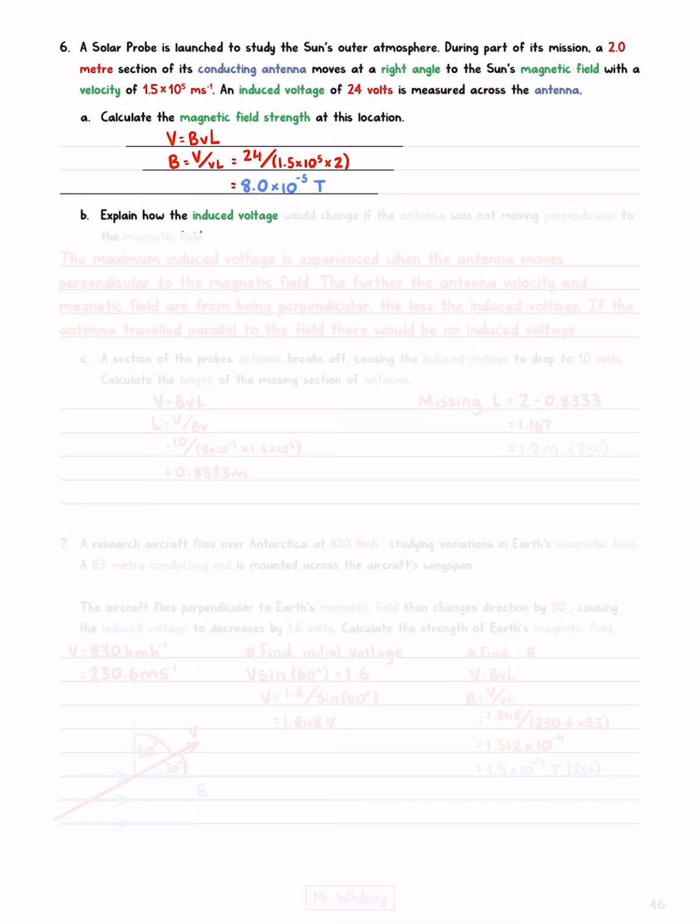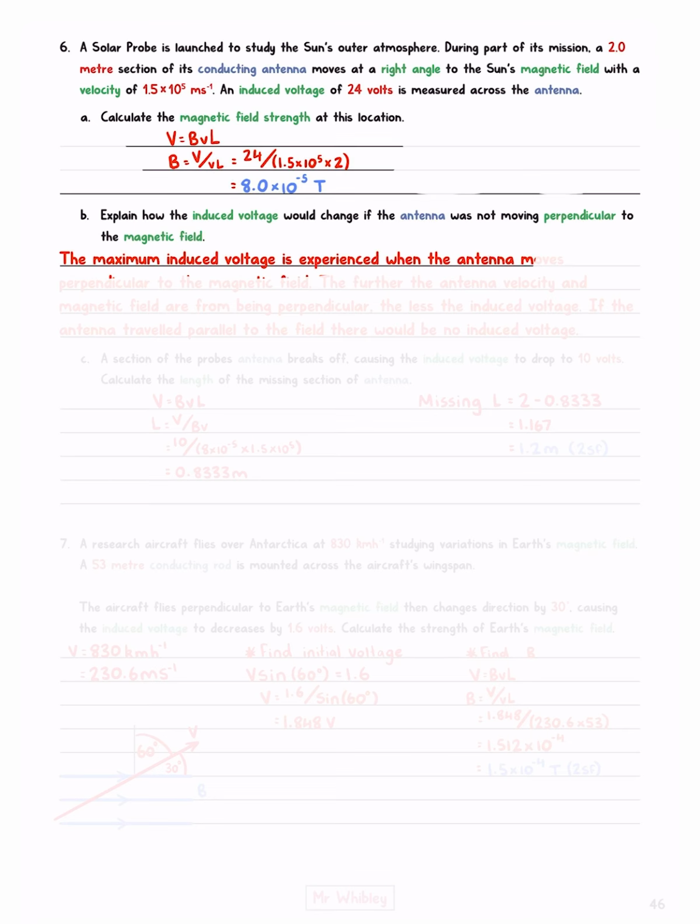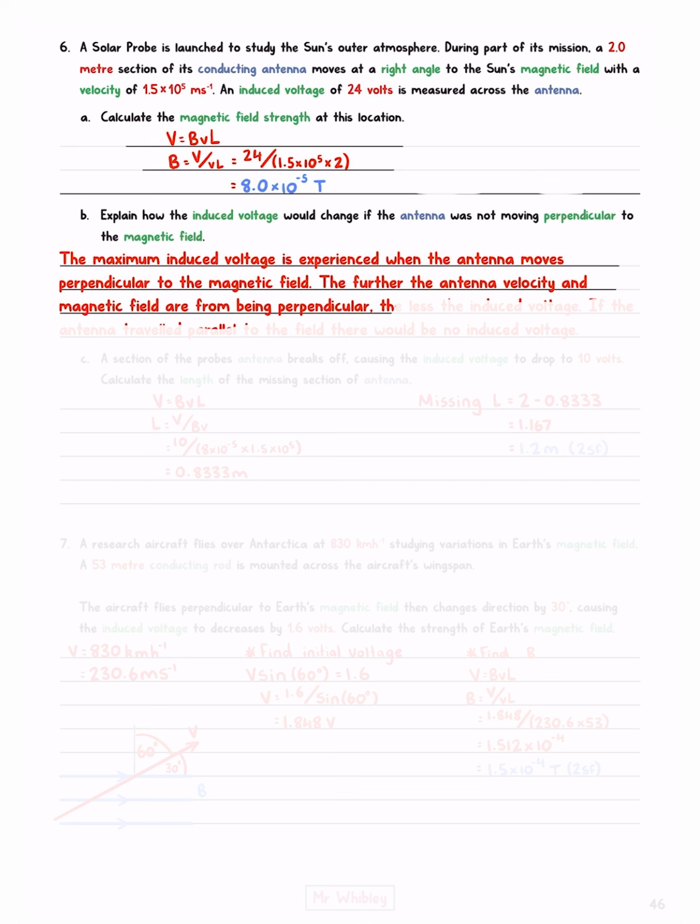Explain how the induced voltage would change if the antenna was not moving perpendicular to the magnetic field. The maximum induced voltage is experienced when the antenna moves perpendicular to the magnetic field. The further the antenna velocity and magnetic field are from being perpendicular, the less the induced voltage. If the antenna traveled parallel to the field, there would be no induced voltage.